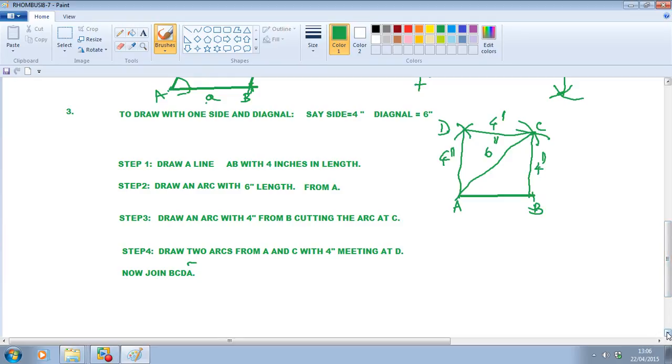Please practice this diagram. First prepare rough diagrams, and then draw with actual scales, and you can measure it. When only diagonals are given, you can measure the length of each side and check. Please try one or two problems. You take any measurement you like. Thank you.